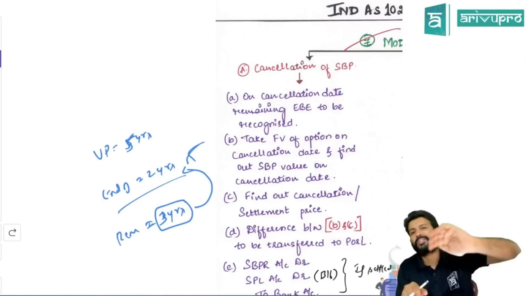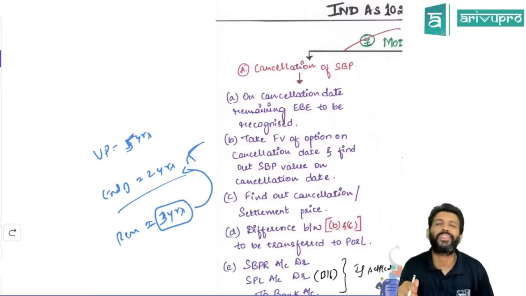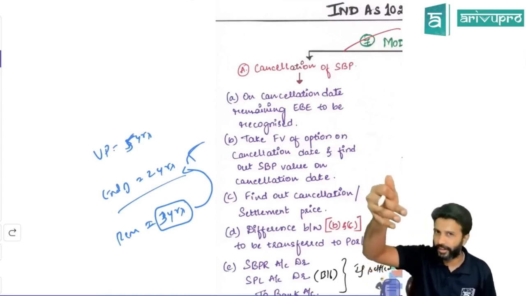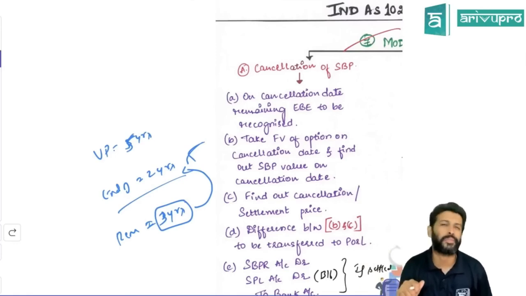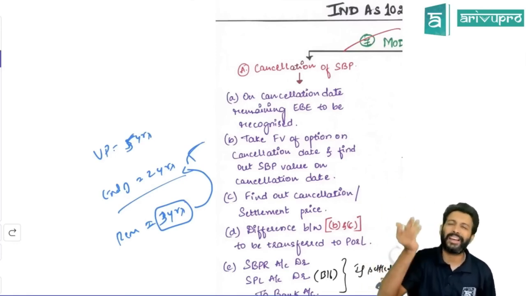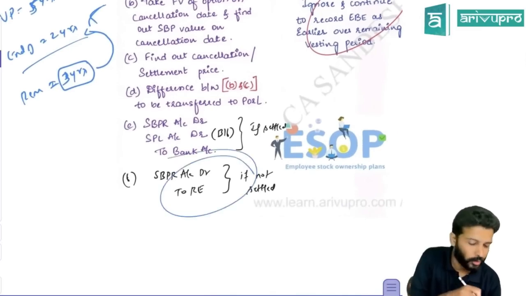So compare that fair value on the cancellation date with the settlement price, and the difference will be accounted as a gain or loss. If you have paid more than the fair value on the cancellation date, then the company has suffered a loss. If they paid less, they have a gain. Whatever balance remains in SBPR should be transferred to retained earnings.